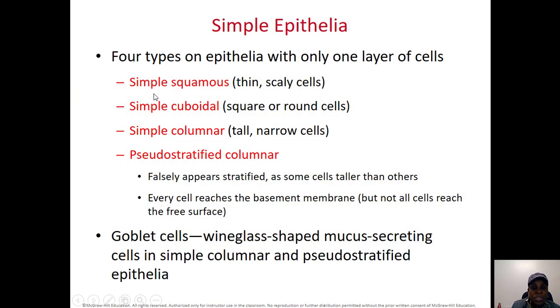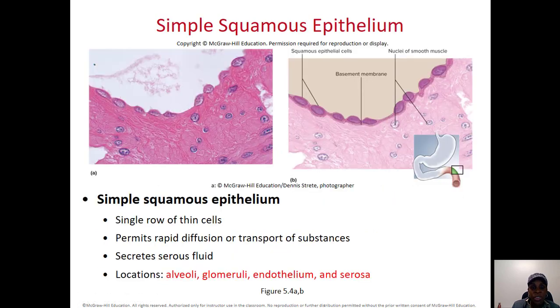So let's talk about simple squamous, a thin scale-like layer. Simple cuboidal, square or round cells. Simple columnar, tall and narrow. And then we'll talk about goblet cells, wine glass-shaped mucus-secreting cells in simple columnar and pseudostratified epithelial. It's just a type of cell that will secrete some product that can perform a specific function.